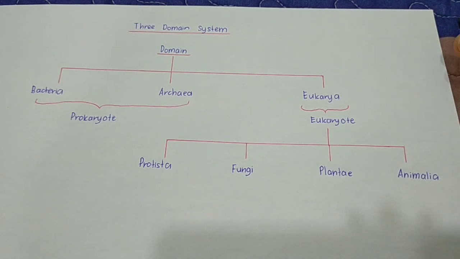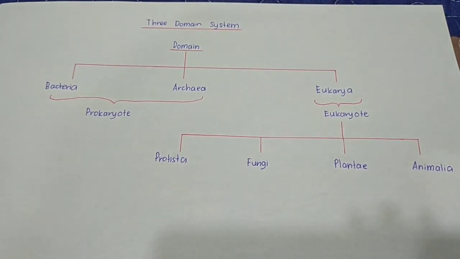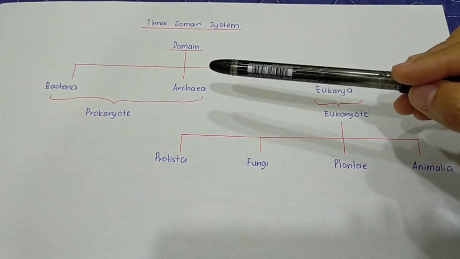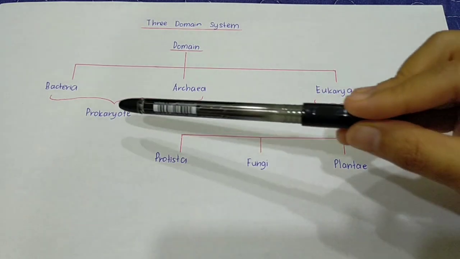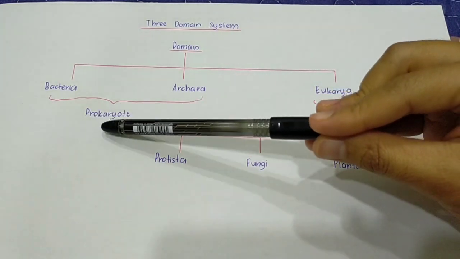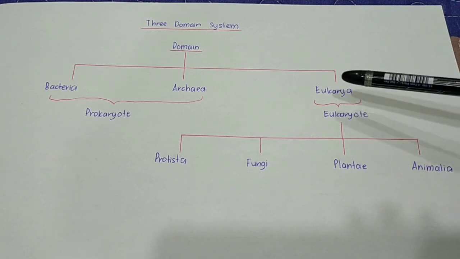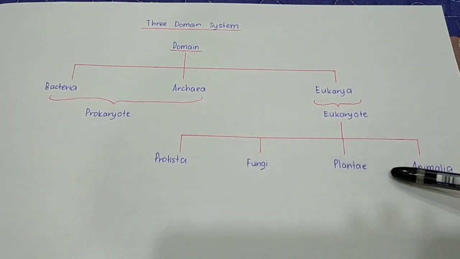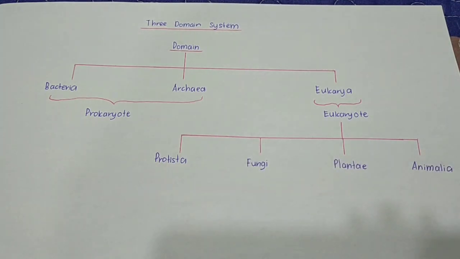So what is the difference between the 5 kingdom system and the 3 domain system? For the 5 kingdom system, we have kingdom Monera, kingdom Protista, kingdom fungi, kingdom Plantae, and kingdom Animalia. But the 3 domain system starts with domains. There are 3 domains here. Remember, domain Bacteria, Archaea, Eukarya. Both Bacteria and Archaea are prokaryote, while Eukarya is eukaryote. Under domain Eukarya, there are 4 kingdoms: kingdom Protista, kingdom fungi, kingdom Plantae, and kingdom Animalia.